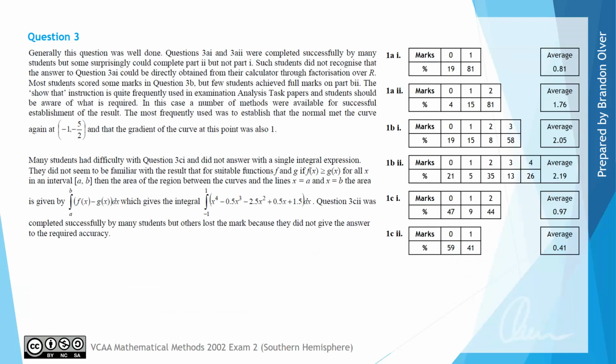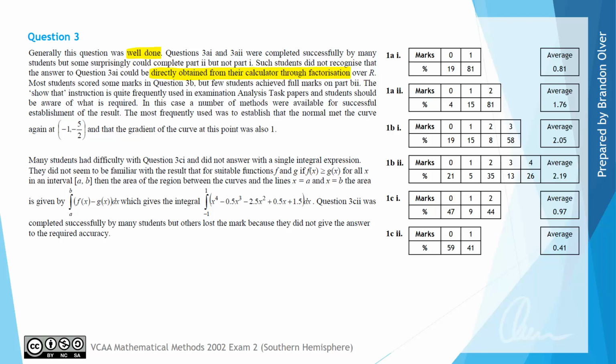So in the examiner's report, it says that the question was generally well done by students. And then part 1 and part 2 of question A were completed successfully by many students, but some surprisingly could complete part 2 but not part 1. Such students did not recognise that the answer to question 3Ai, which was to find the factored form, or the values of A, B and C once factorised, could be directly obtained from their calculator using factorisation.